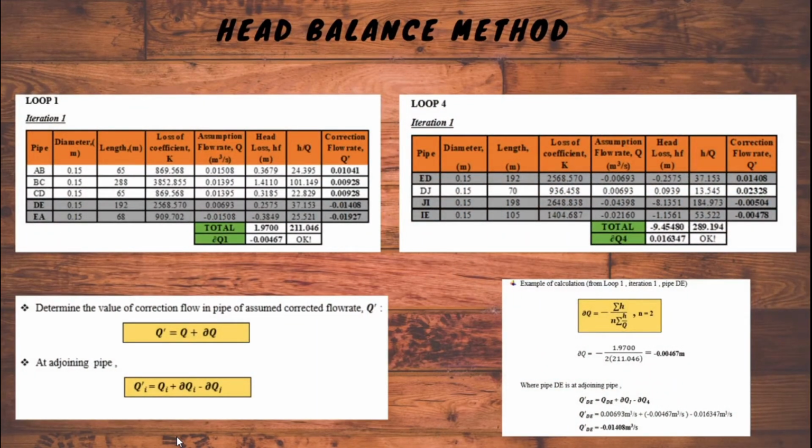Calculate the head balance method. The corrected flow rate can be determined with parameters such as H, head loss, and loss coefficient K. For example, loop 1 and 4 have an adjoining pipe, so a different formula is used. To determine the corrected flow using the Hardy Cross method, delta Q can be produced with negative summation H divided by N multiplied by summation H over Q, where the value of N is commonly 2. Since the value of delta Q approaches 0, that means the accuracy is achieved.